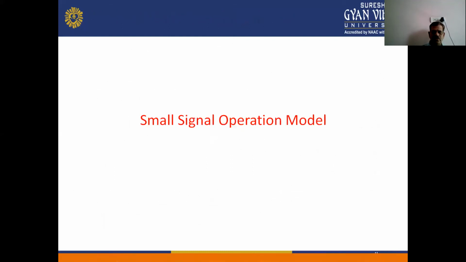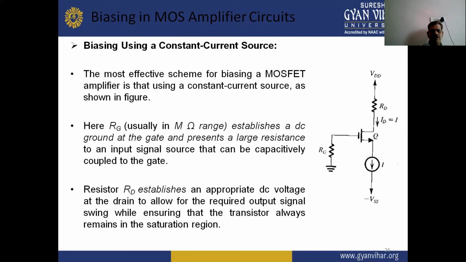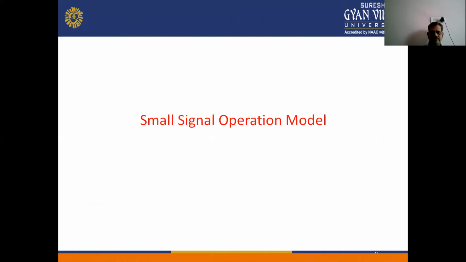So this is the biasing using constant current sources. We have discussed the different types of biasing for the MOSFET device. Next topic.